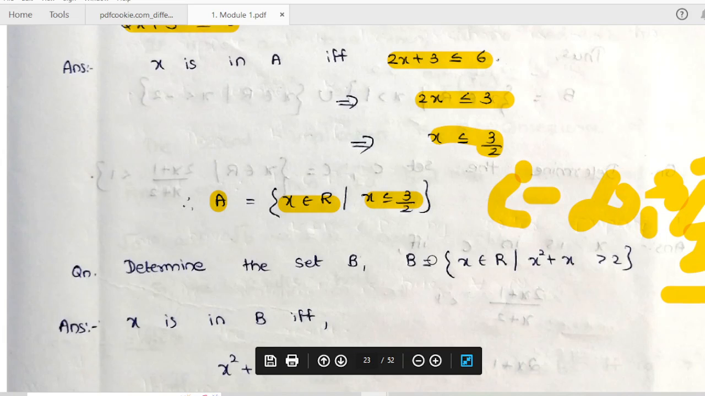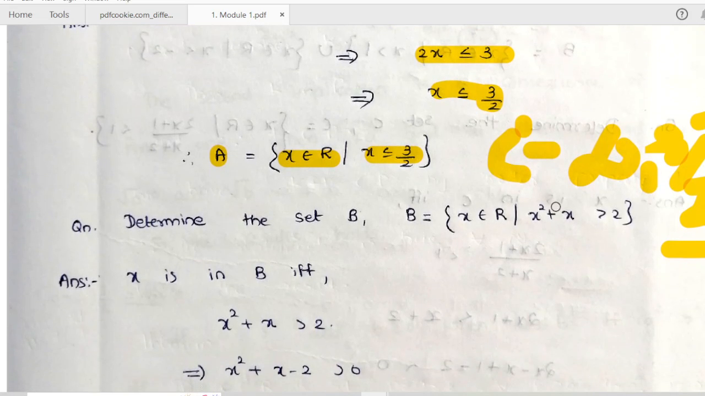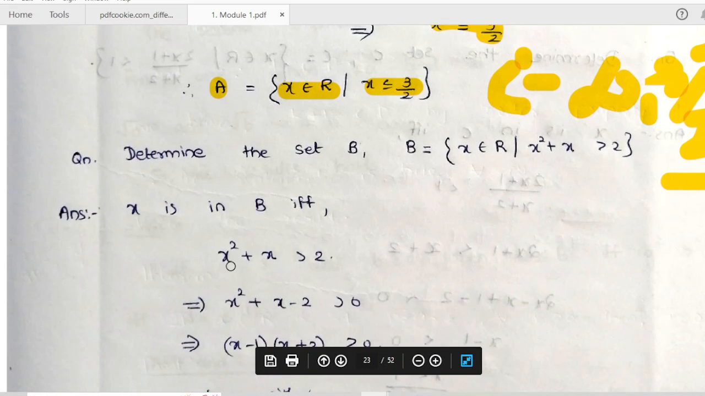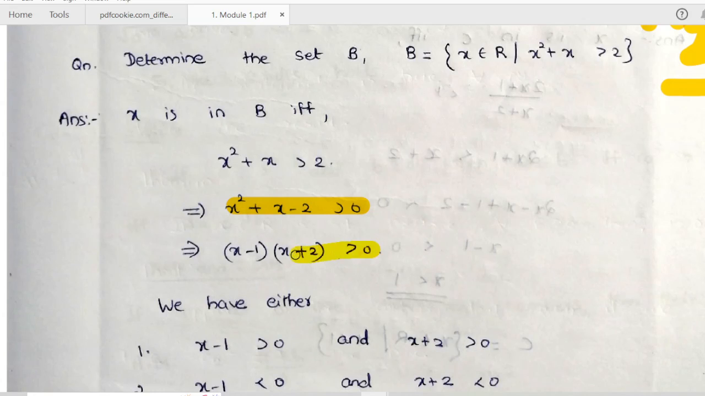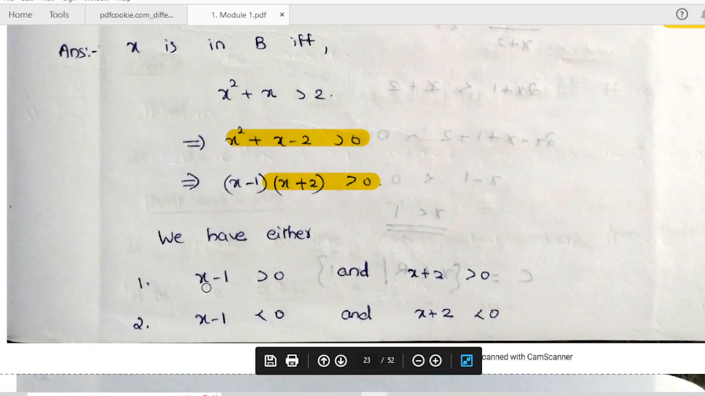So determine the set B. B is equal to the set of x belonging to R such that x square plus x is greater than 2. Similarly, we will first find the value of x from here. So we can say that x square plus x is greater than 2. We can write this as x square plus x minus 2 greater than 0. This can be written as x minus 1 into x plus 2 greater than 0. So we have either x minus 1 is greater than 0 and x plus 2 is greater than 0.